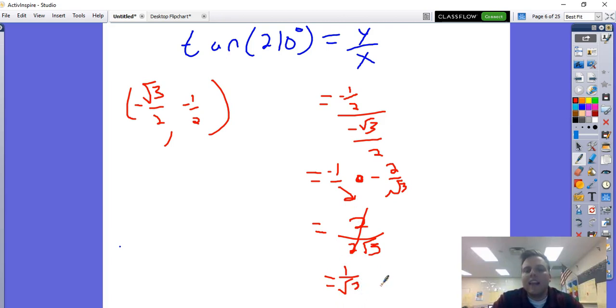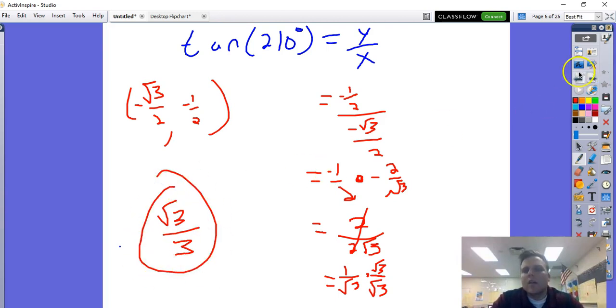Alright, hopefully a red flag is going off, and you're like, I can't leave a square root in the bottom. So I multiply by square root of 3 over square root of 3 to get rid of the square root. That gives me square root of 3 over 3.